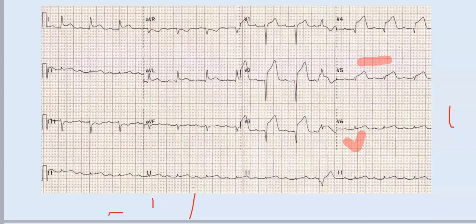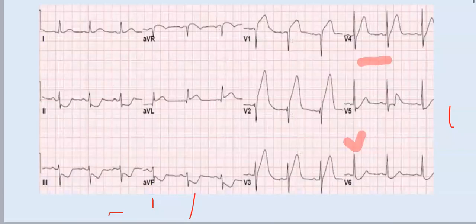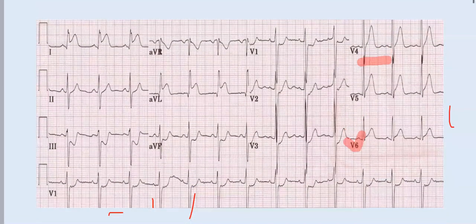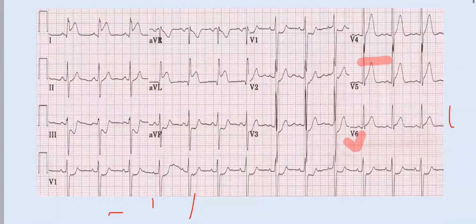Is it extensive anterior? Yes, it is, because of the ST segment elevation in V1, V2, 3, 4, 5, 6, 1 and AVL. So it's extensive anterior. What is this? Anteroseptal, because V1 to V4, ST segment elevation. What is this? What is this?